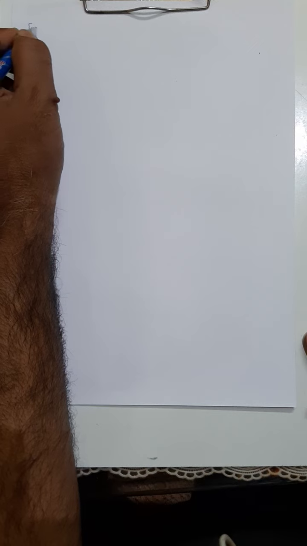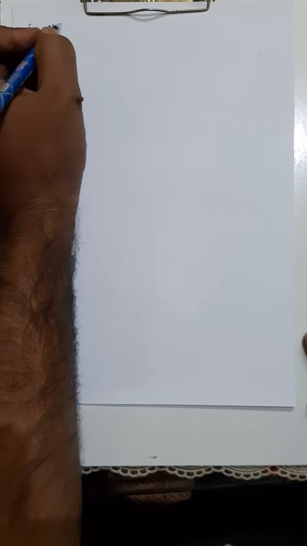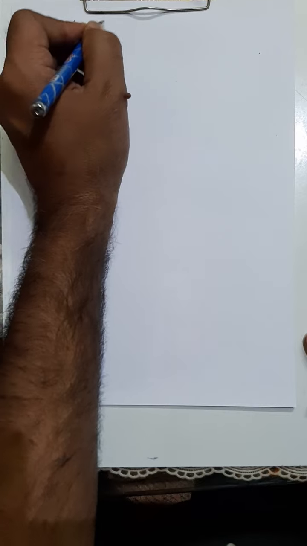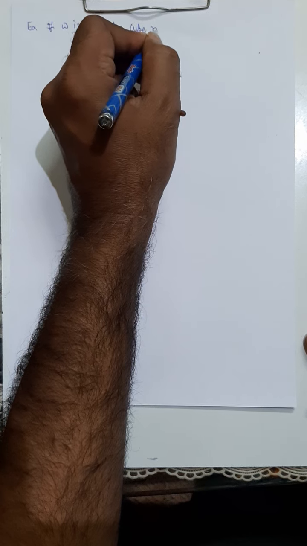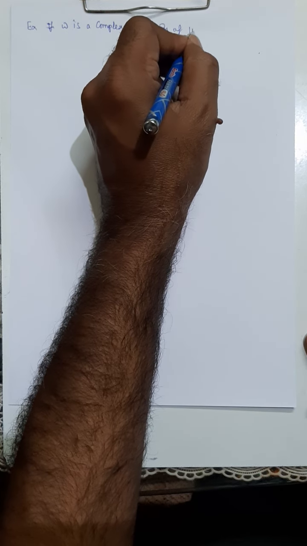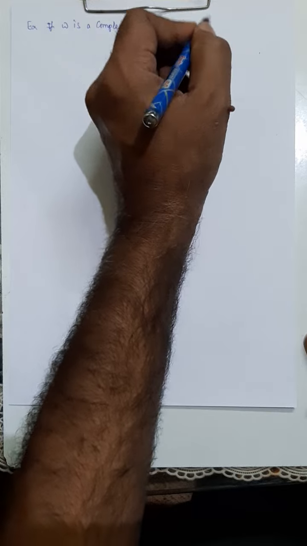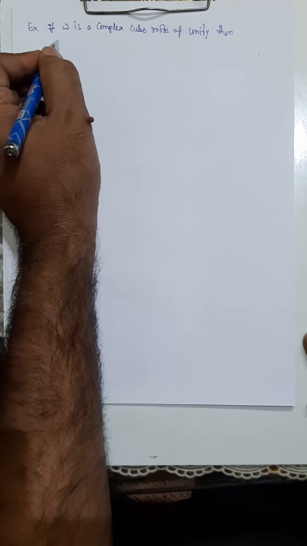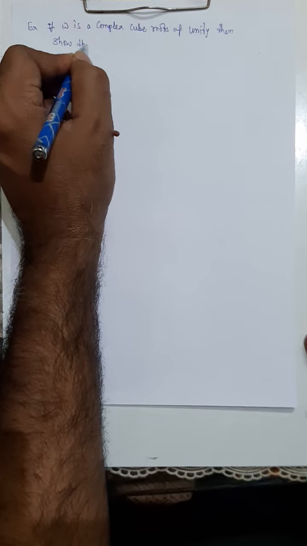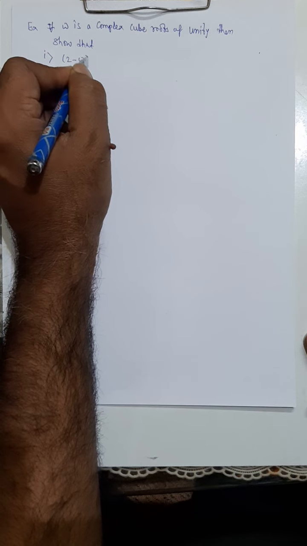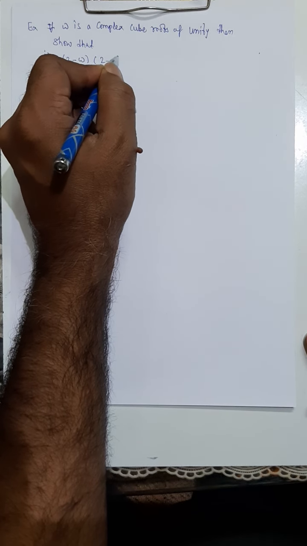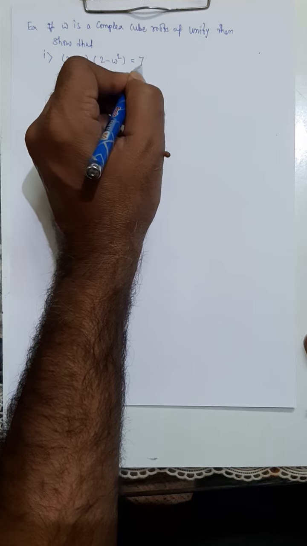Today we are going to solve problems on the article complex cube roots of unity. See your example. If omega is a complex cube root of unity, then show that, first problem, (2 minus omega)(2 minus omega square) is equal to 7.